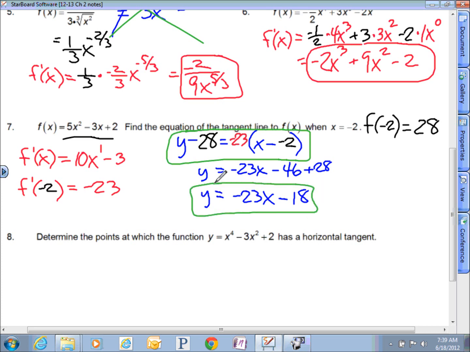So there's your shortcuts for finding derivatives, and a quick look at using a shortcut to find the equation of a tangent line, which is ultimately what we're going to try to do with a lot of these things.